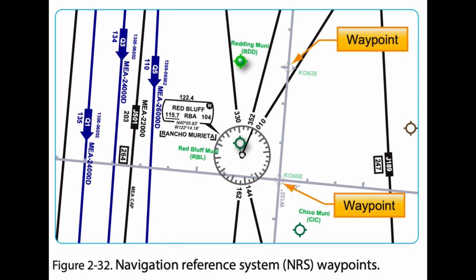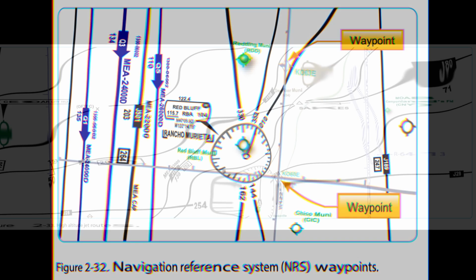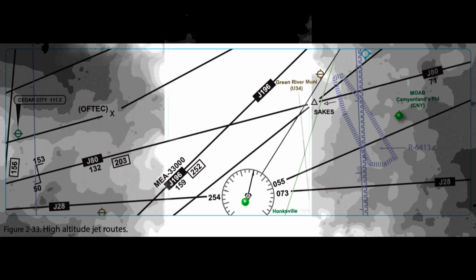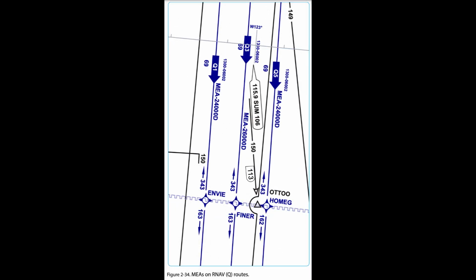Jet routes are depicted in black with a J identifier followed by the route number, e.g. J12, and are based on VOR or VORTAC navaids. Figure 2.33. RNAV-Q route MEAs are shown when other than 18,000 feet. Figure 2.34. MEAs for GNSS RNAV aircraft are identified with a G suffix. MEAs for DME/DME/IRU RNAV aircraft do not have a G suffix.